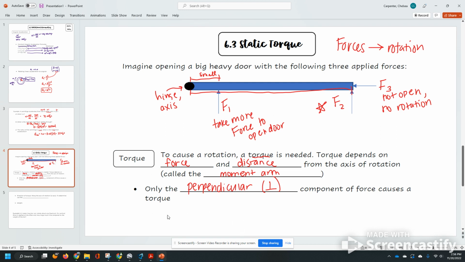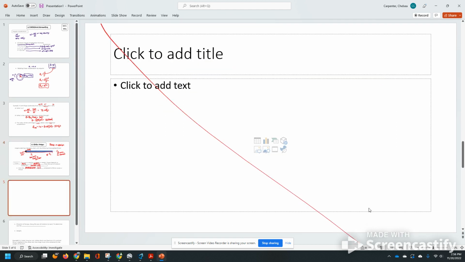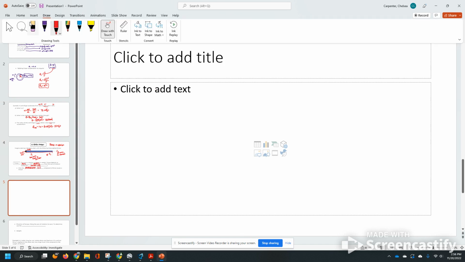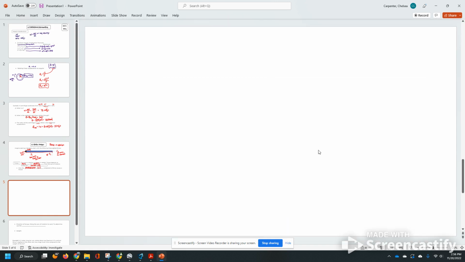Okay. So let's give a couple of equations now. So actually let me get a new slide. Clear out this. All right, so our equations for torque.